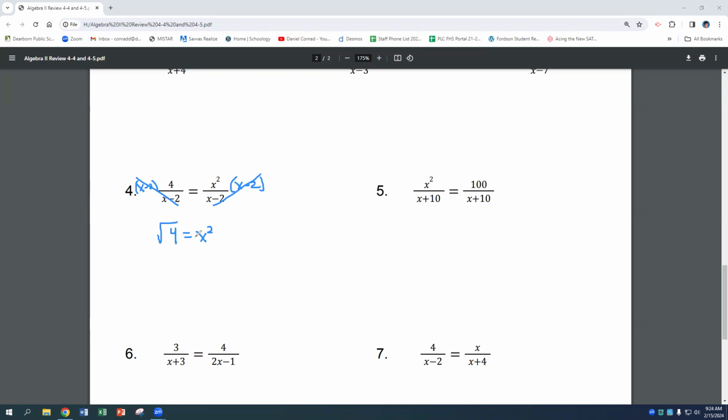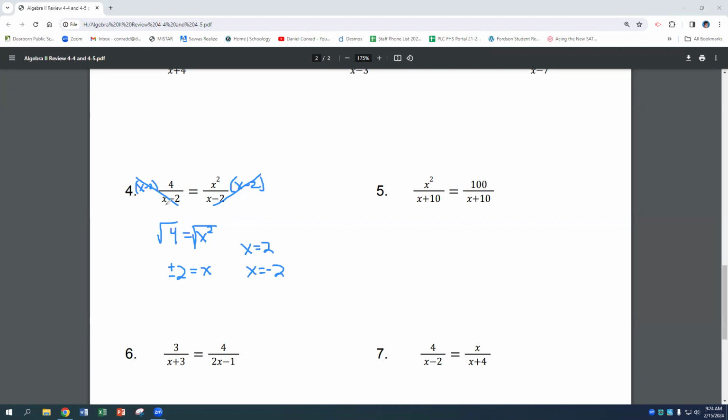To get rid of a square, I take the square root. The inverse of a square is a square root. Okay, and then I get plus or minus 2 equals x, right? It could be the positive or negative version. So my two solutions here are x equals 2 and x equals negative 2.